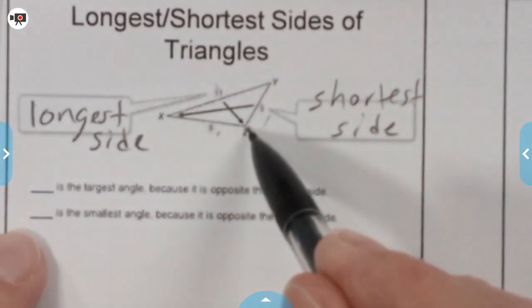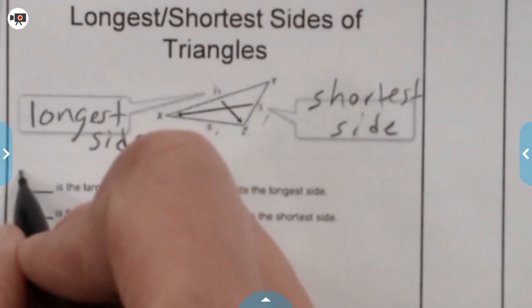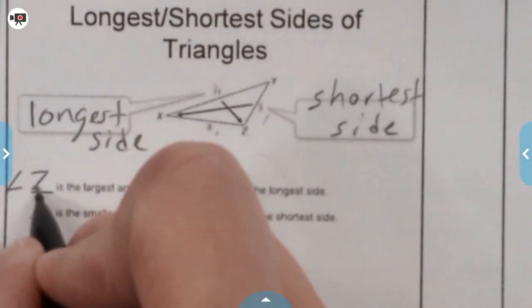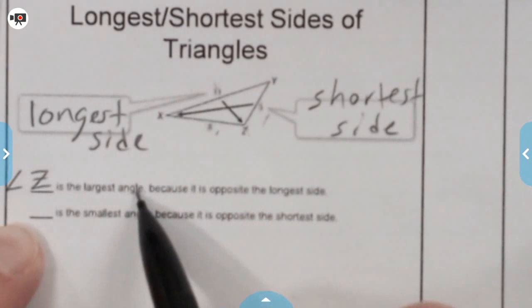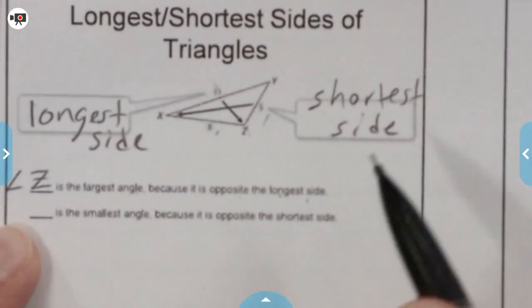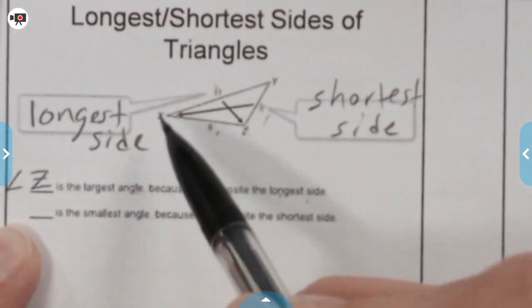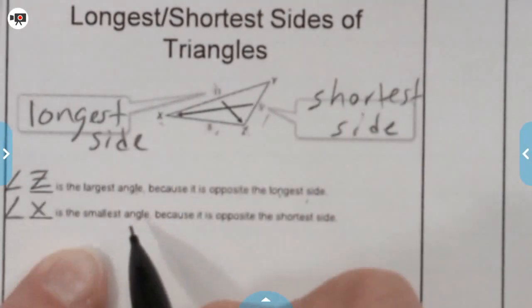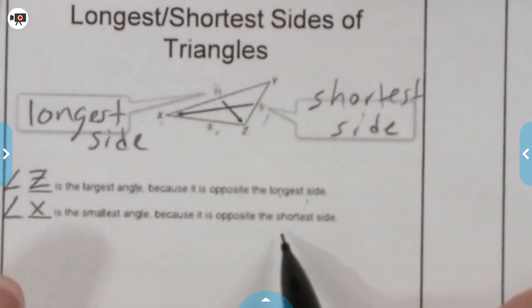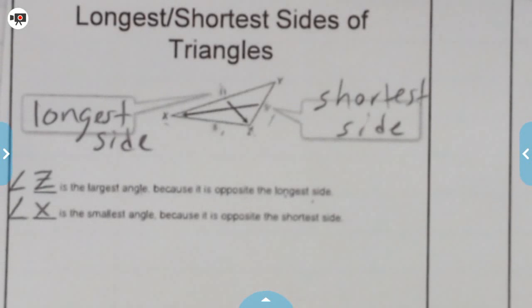So this angle Z right here, so I'm going to put the angle symbol and Z, is the largest angle because it is opposite the longest side. And then across from the 5 is angle X. So angle X is the smallest angle because it is opposite the shortest side. So just remember the word opposite. We talked about that a lot last year. It means it's across from it in the shape, okay?